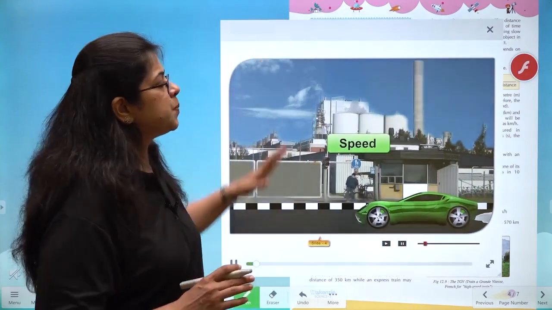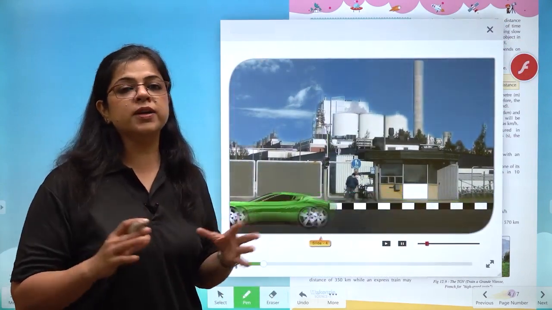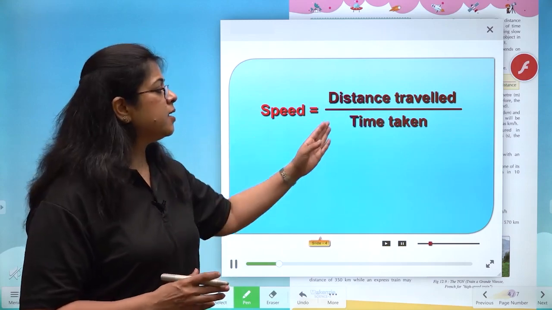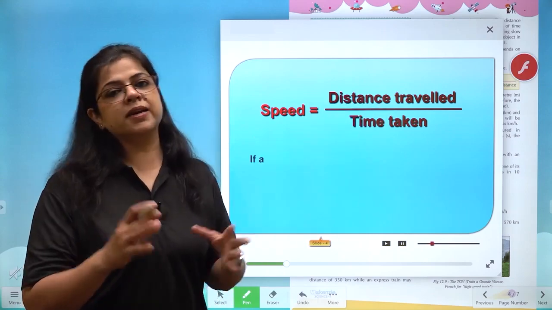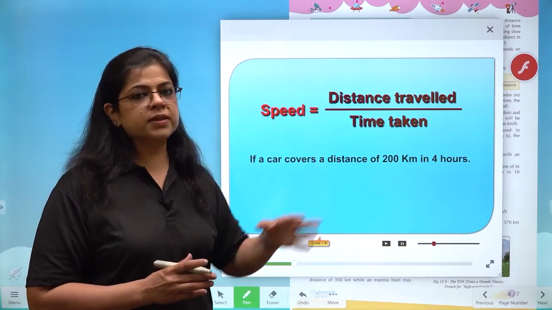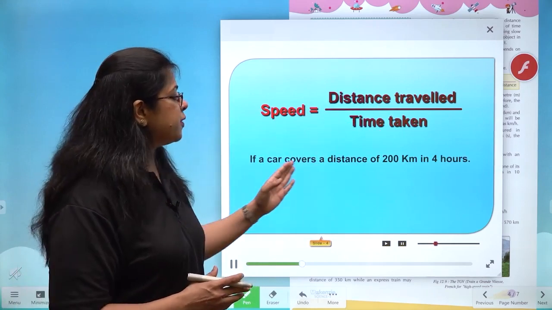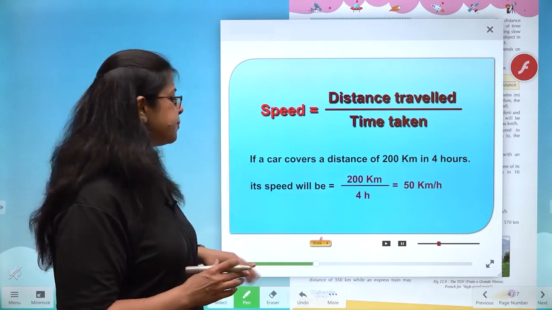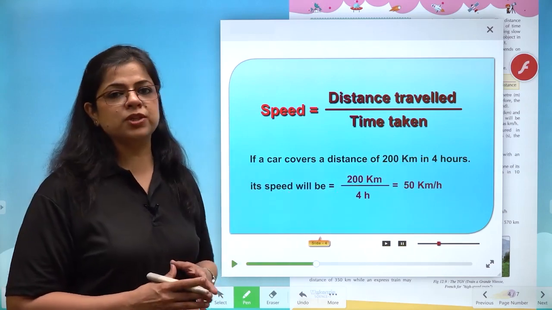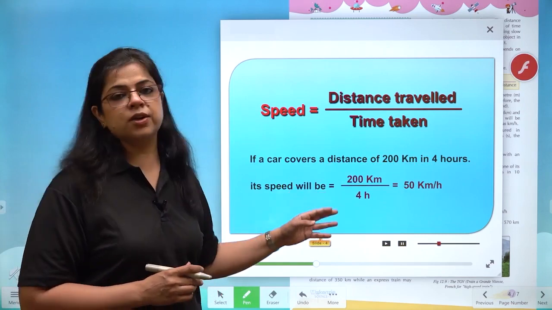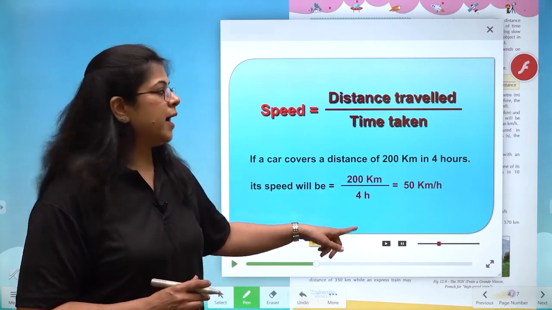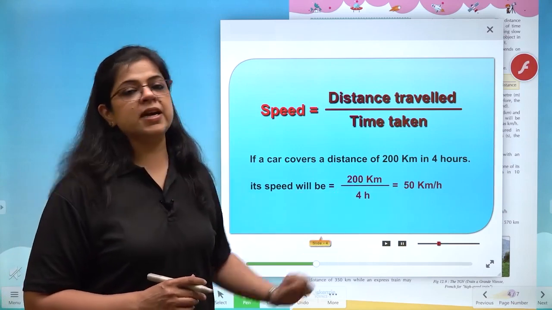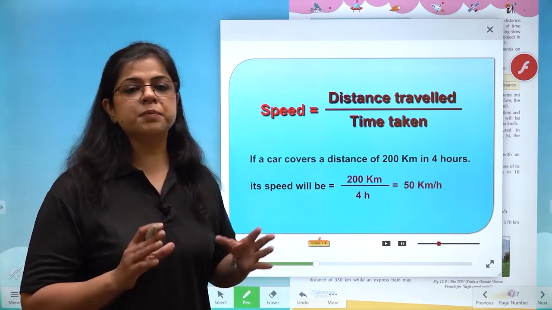Speed क्या होती है? Speed is measured in unit time. Speed is the distance traveled by a vehicle divided by the time taken by that vehicle to cover that distance. So if a car covers a distance of 200 kilometers in 4 hours, the speed can be measured by dividing 200 kilometer, which is the distance, by the time taken, which is 4 hours. So this gives us the answer 50 kilometers per hour.